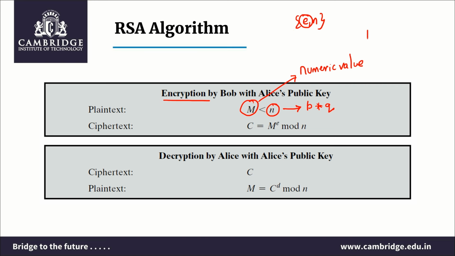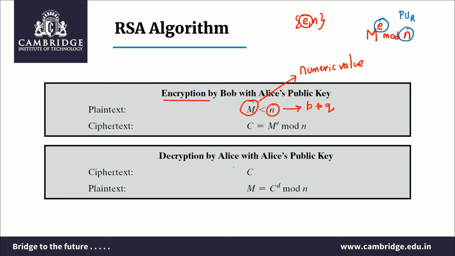So what is this ciphertext? Ciphertext is nothing but the message to the power E mod N. As you can see here, we have used the combination of E and N, which is nothing but our public key. So whose public key is it? To be frank, this should be the public key of the receiver, right?